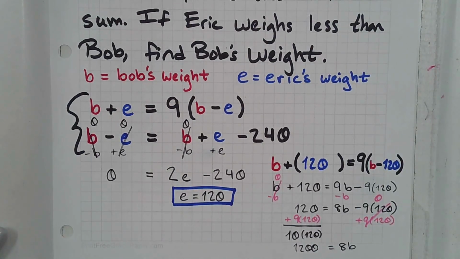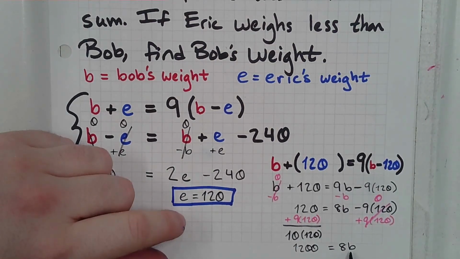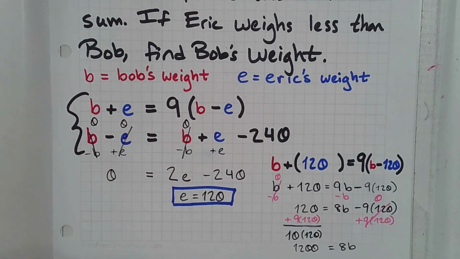So now I have to think, what times b gets you 12 with 2 zeros on the end? Well, it's definitely going to be some kind of weird number, right? If b is 100, that gets me 800. So it's got to be more than 100. And we know Bob weighs more than Eric, right? So it's definitely going to be more than 100. And it's going to be more than 120.